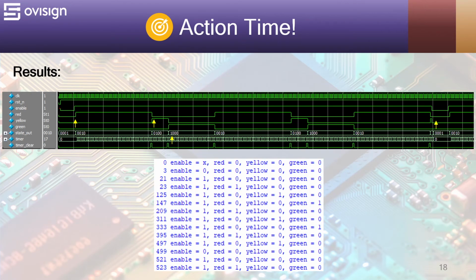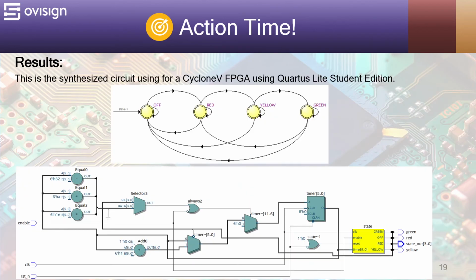The first yellow arrow shows how red is set 1 clock after enable, and it lasts until the second yellow arrow. Next, the state changes and yellow is set. This behavior repeats periodically until enable gets the value 0. If you look at the wave, you can see how the timer works relentlessly and how timer clear is set when the states transition. The state machine diagram is generated by Quartus as it recognizes the state machine coding style.